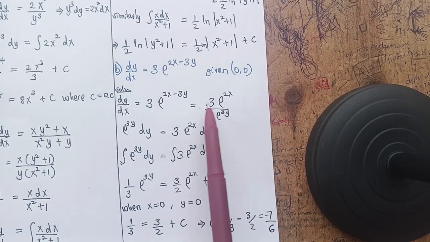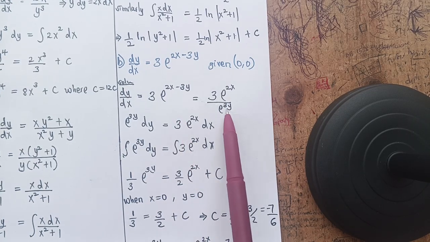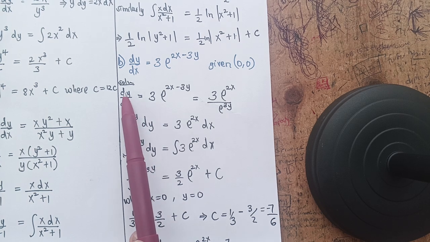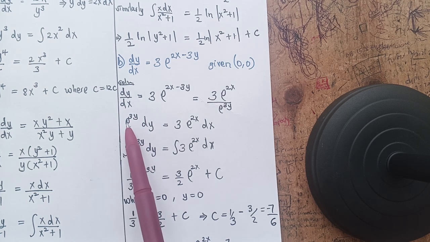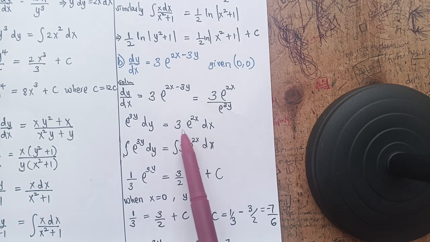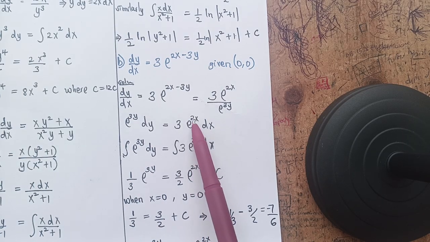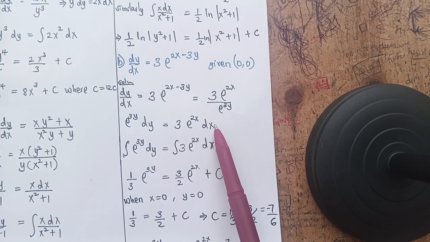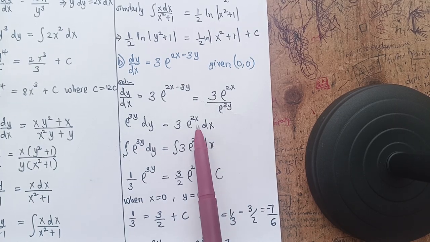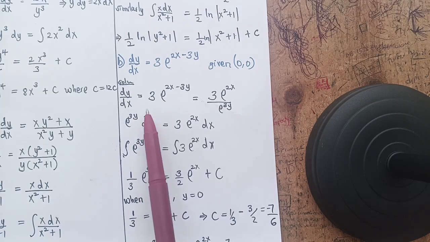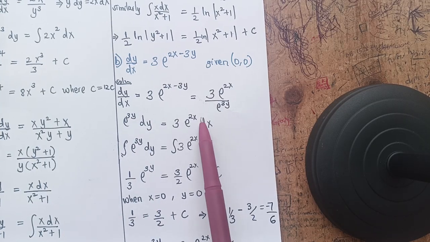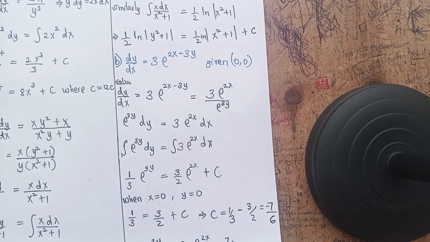After writing this, the next step we're going to cross multiply. So exponential 3y dy is the same as, cross multiplying, 3 exponential 2x dx. After doing cross multiplication, because we have separated the value of x and separated the value of y, the next step we're going to do integration.